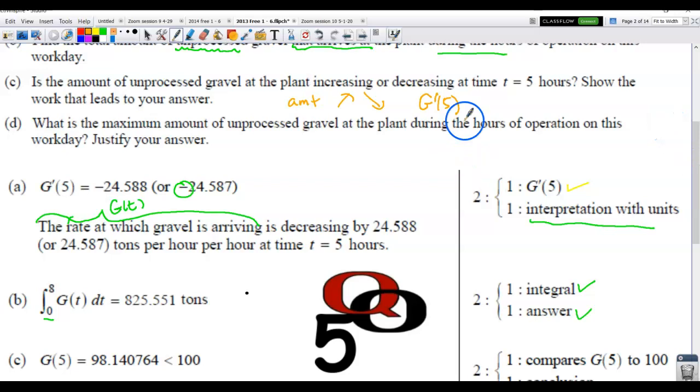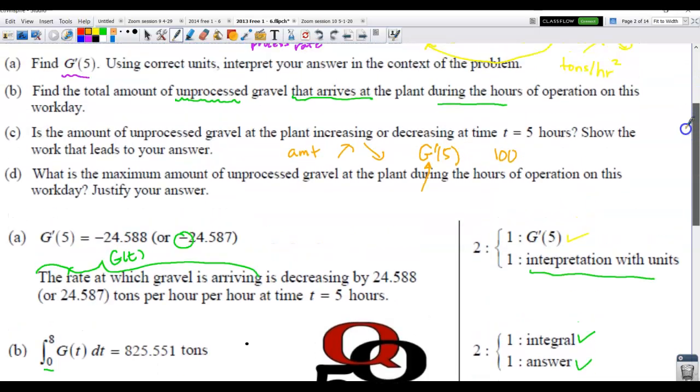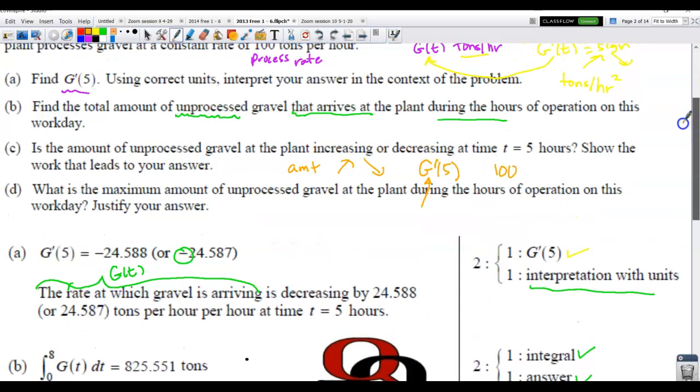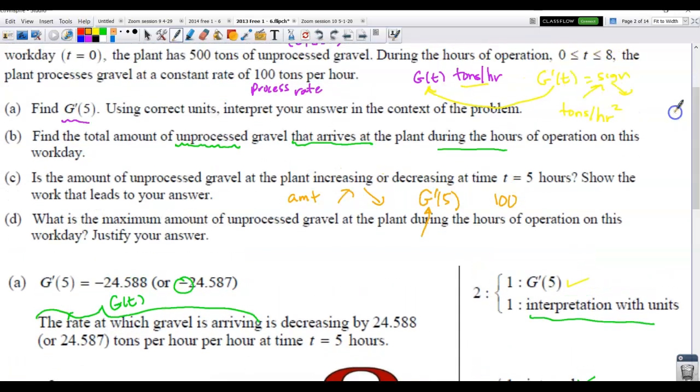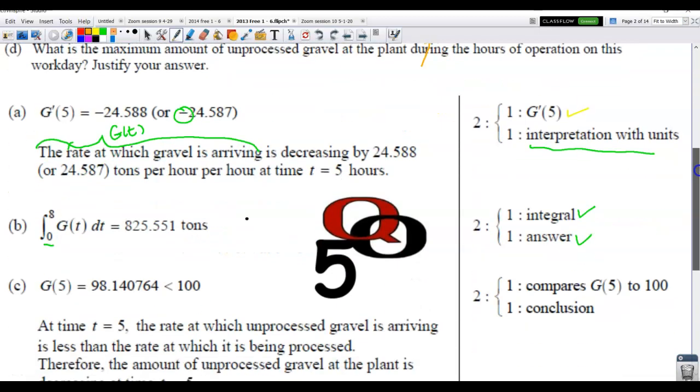because two things are happening at 5 hours. Gravel is being brought in, so that would be the rate at which gravel is brought into the plant. But remember, we're also processing gravel at 100, I think it's tons per hour. So two things are impacting that. Where was that? In the prompt. There it is. The process rate, right back up here, is 100 tons per hour. So let's look at the scoring rubric.